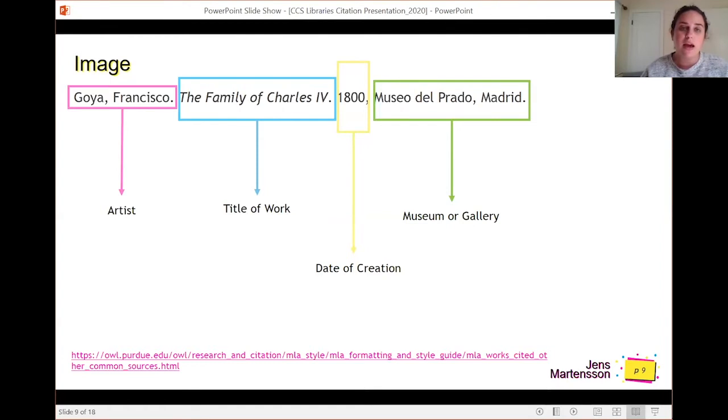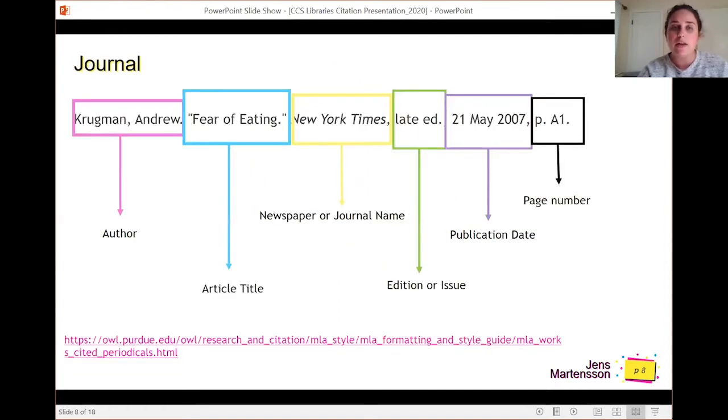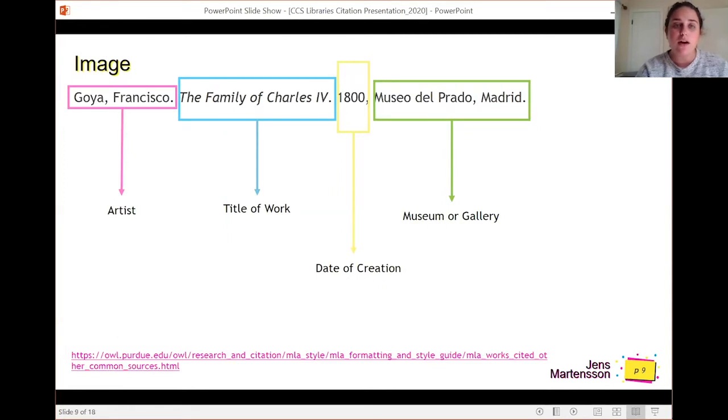So in this case, we have a Goya, and we start with the author's name. And if we scroll back for a second, you can see that even though it's a different kind of source, right? It's not a printed scholarly text. It's an image. It follows the same structure, again, because it's an address. So it helps us to have a basic format that we follow. So we start with the artist, and then we have the title of the work, the date of creation, and the museum or gallery.